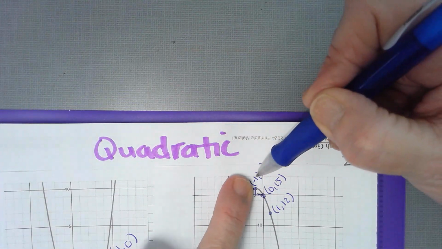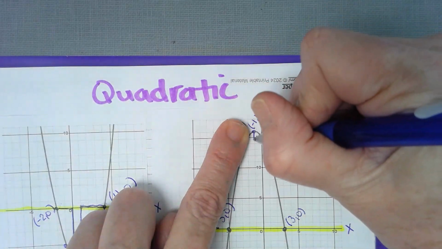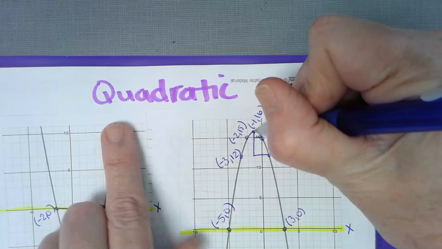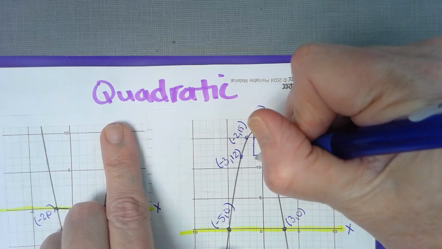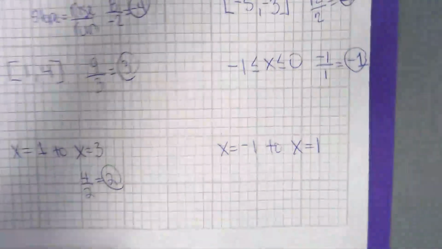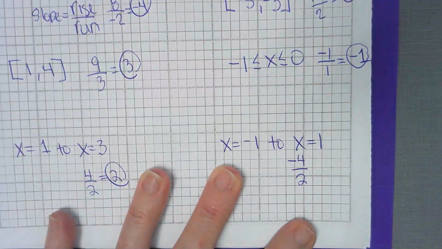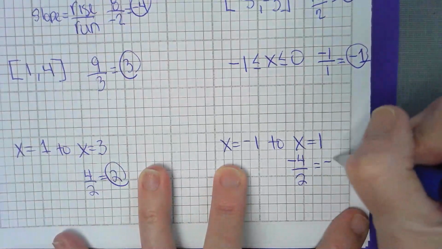Well, here's where x is -1, here's where x is 1. So down 1, 2, 3, 4, right 2. Down 4, right 2. Your slope here is -2.